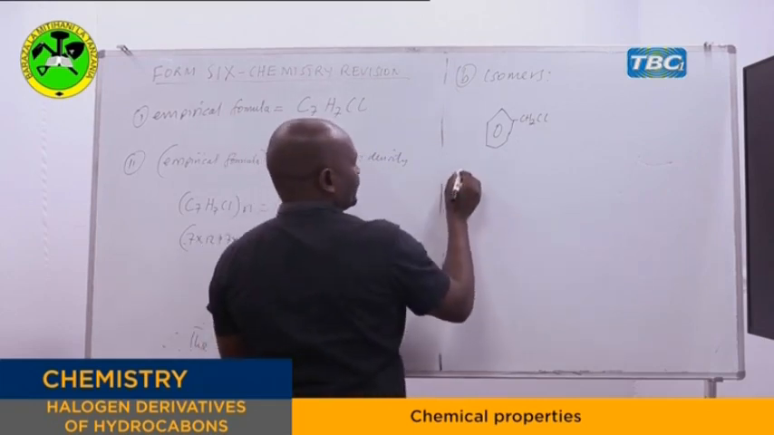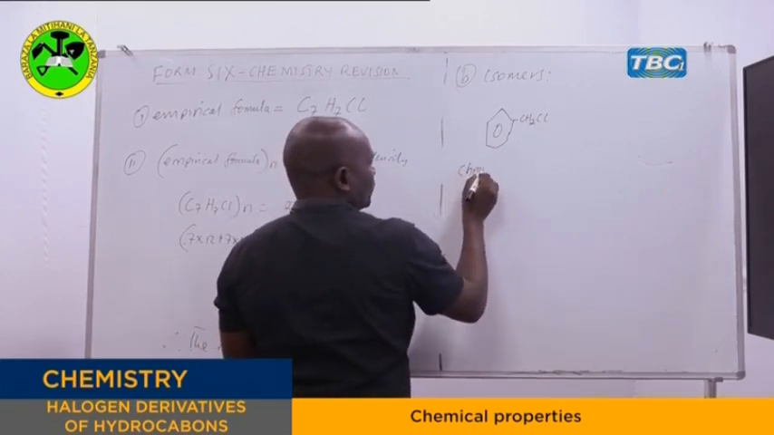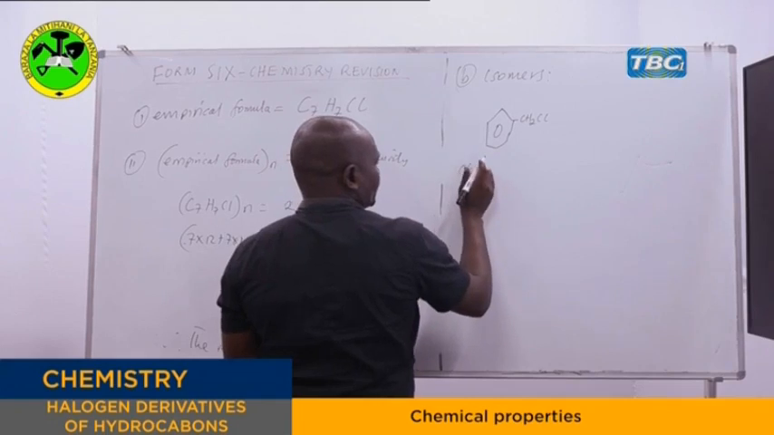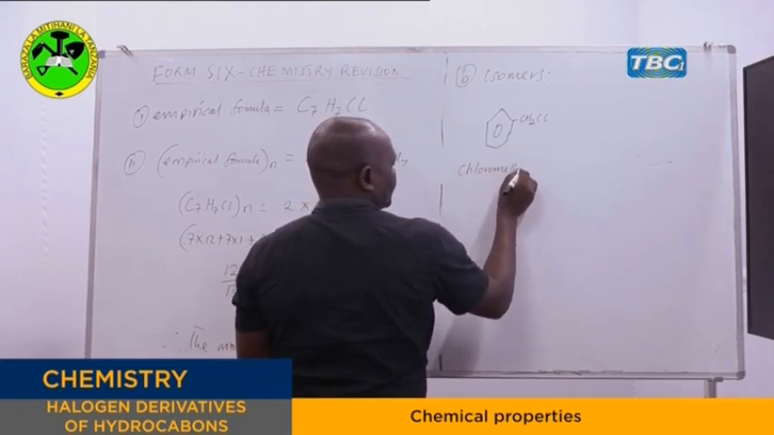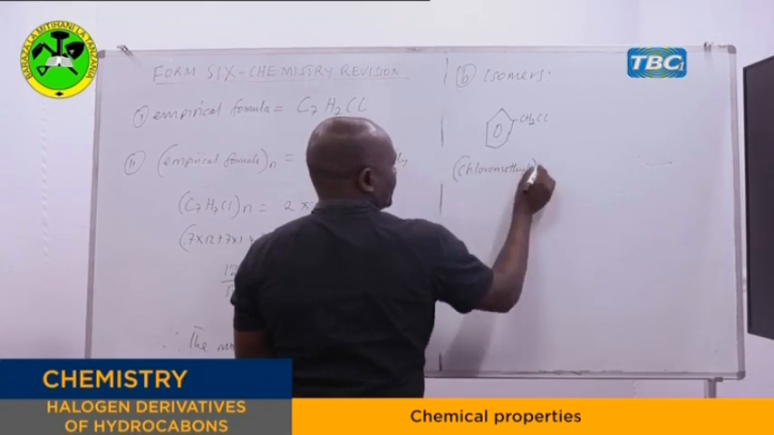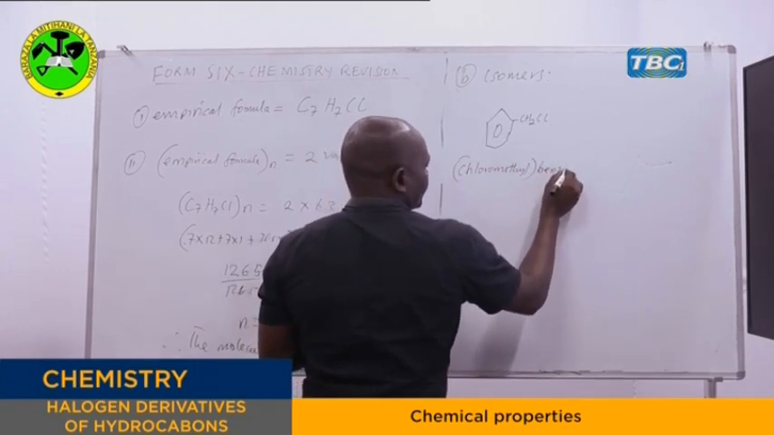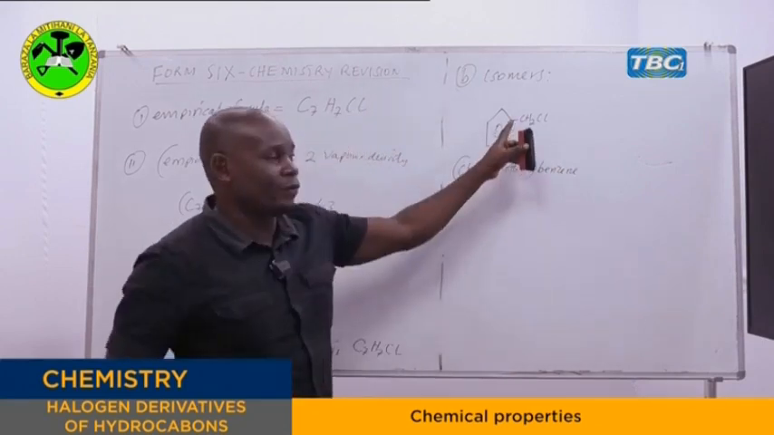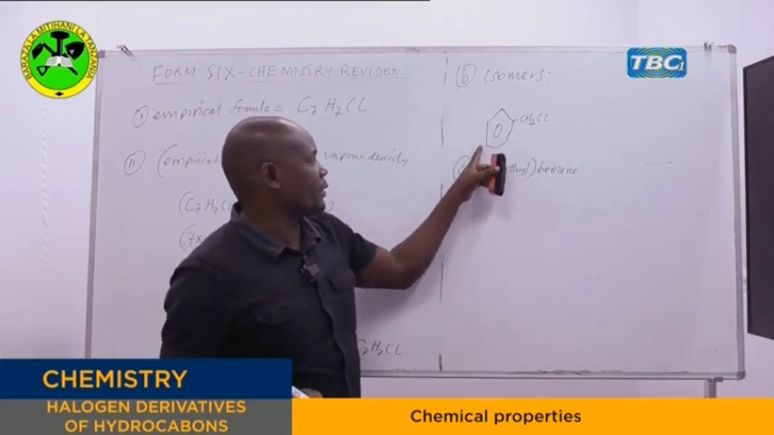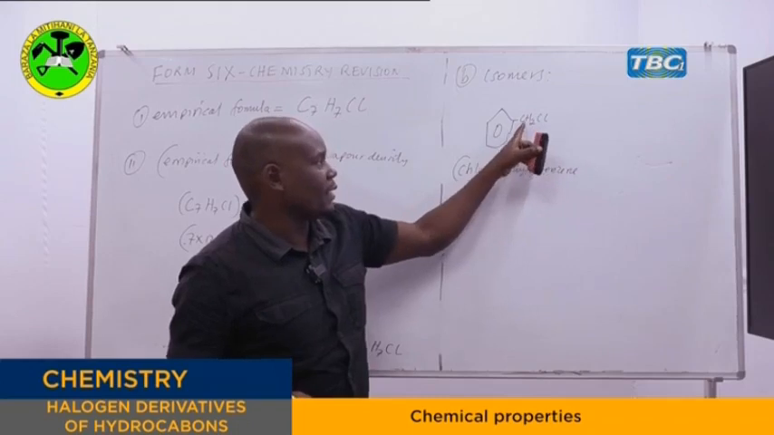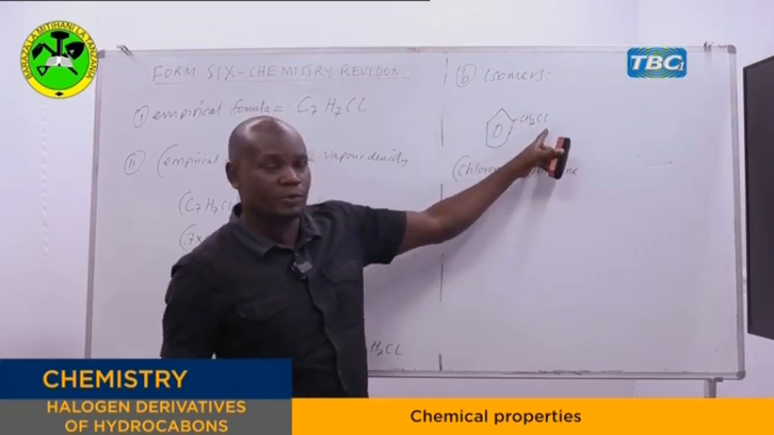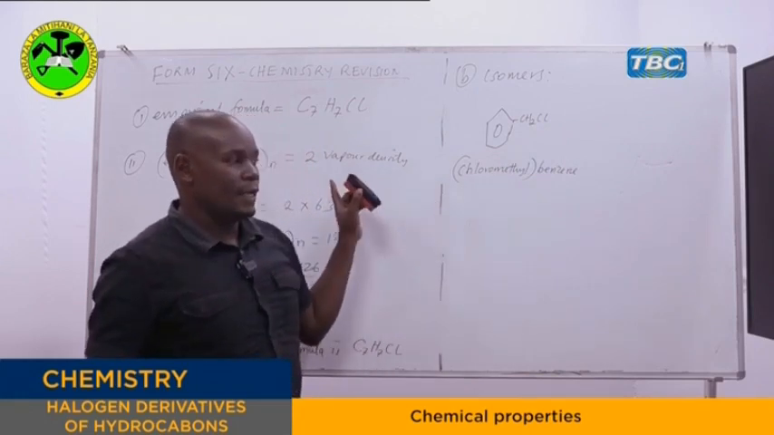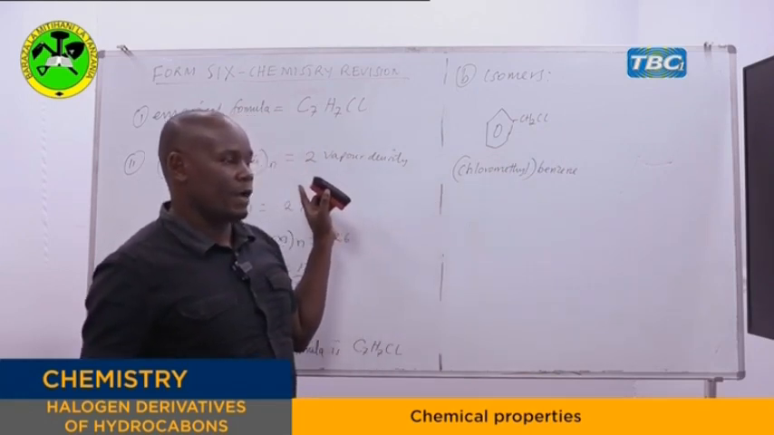Which is known as chloromethyl benzene. If you count the number of hydrogens, it is 7: 1, 2, 3, 4, 5, 6, 7. Carbon: 1, 2, 3, 4, 5, 6, 7. Chlorine: 1. So it matches the molecular formula that you have obtained.